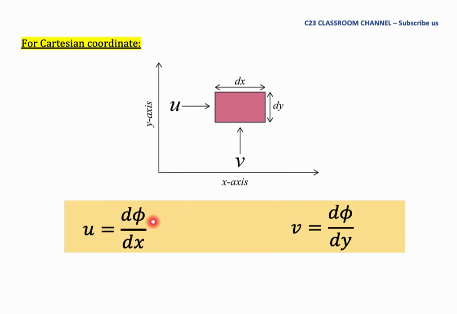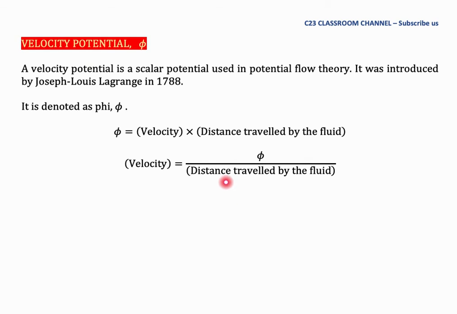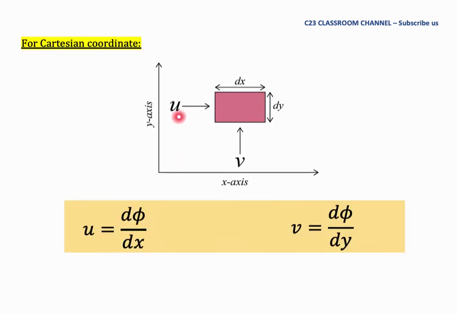To calculate phi, please remember this idea: velocity is equal to phi divided by the distance traveled by the fluid. So for u, the relationship between u and phi is phi divided by the distance traveled by the fluid. So if the velocity moves from left to right, the distance traveled by the fluid in this element is dx. So we write u is equal to d phi over dx, because we are focusing on a very small element here. So we use the idea of the differential method here.